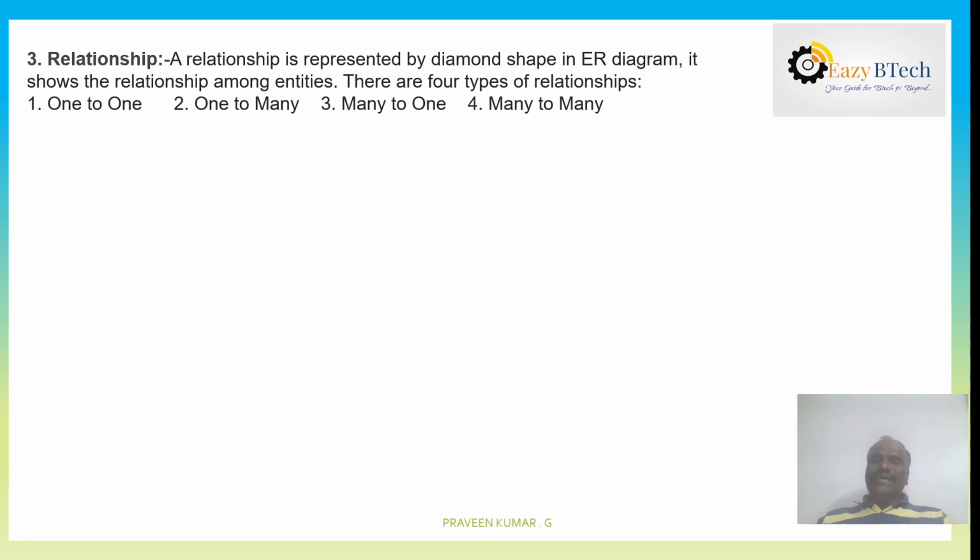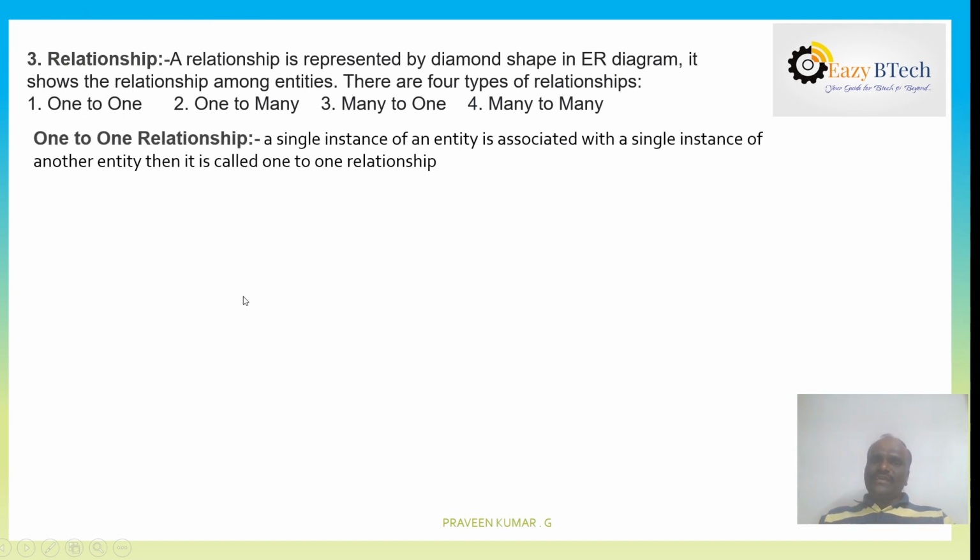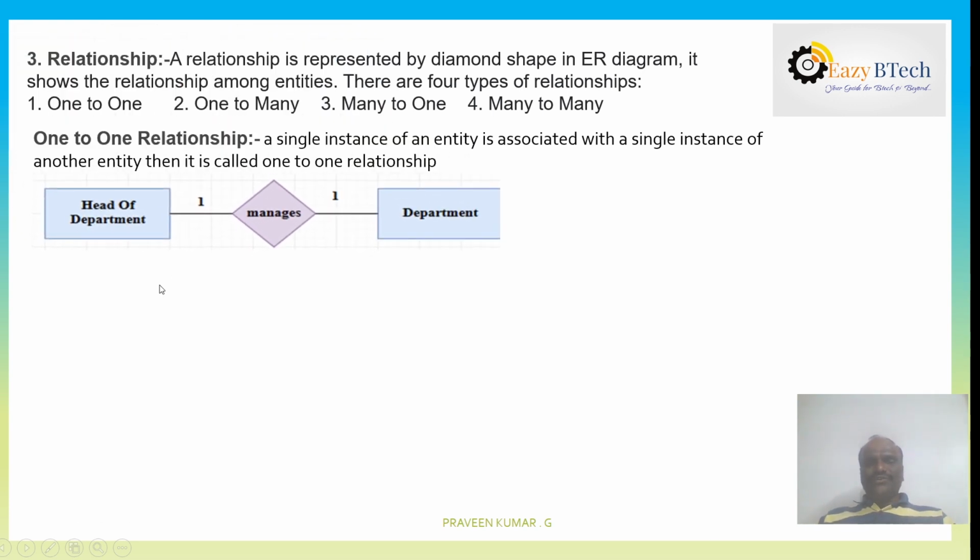Next, relationship. We already completed entity and the types of entities, and the next one is relationship. What is a relationship? Relationship is used for representing a connection between one entity and another entity, one entity set to another entity set. What are the types of relationship? Basically, we have four types of relationships. One is one-to-one relationship.